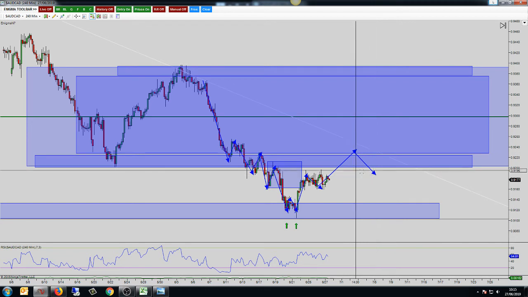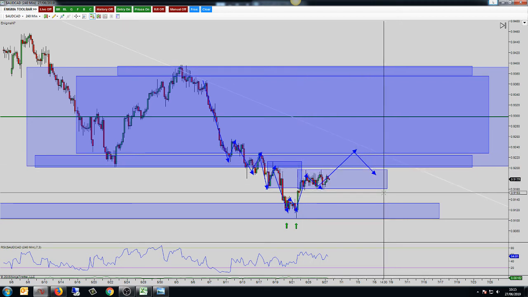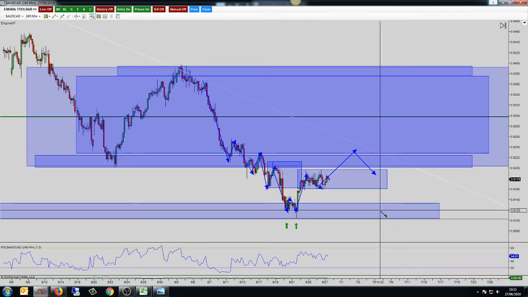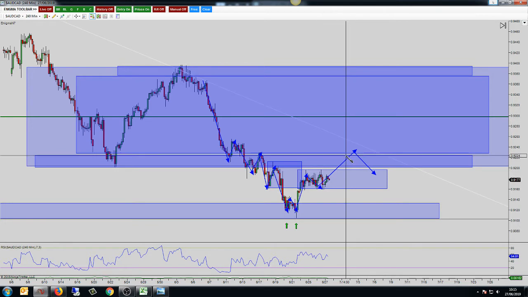We can wait for a pullback into our outside return. Because my bias is that we're going to go higher, just simply based on the fact we've come into a major level of daily structure, then I can look for an entry within this zone. And then we can use our standard trend continuation tools. So they are double bottoms, head and shoulders, higher high, higher close. We can also throw a few other strategies in there as well.